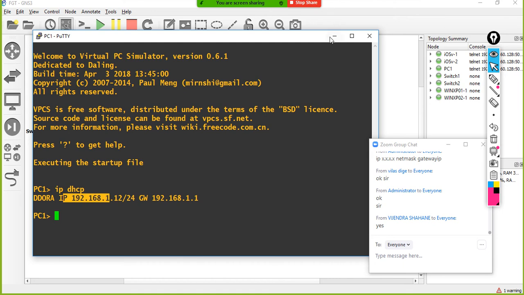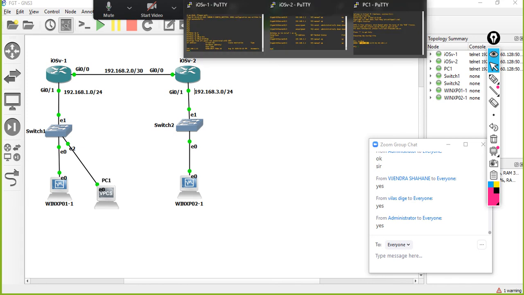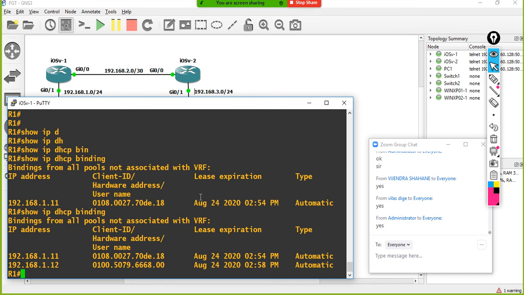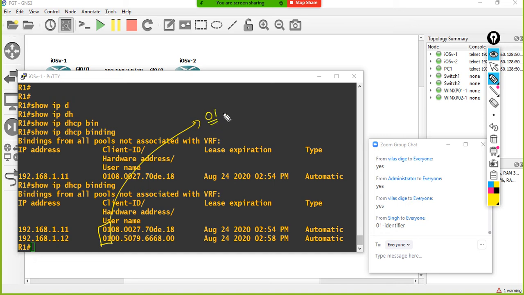Now let's go to my router and check it there. This is my router, and type show ip dhcp binding. See, Vilas, if you see there, this guy also got the same 01. What is this? This is also the first entry, Vilas? I think no, there is something. Yeah, 01 is the identifier.